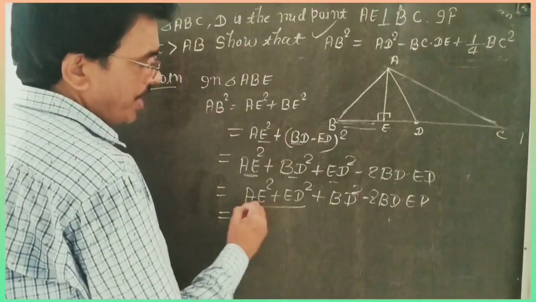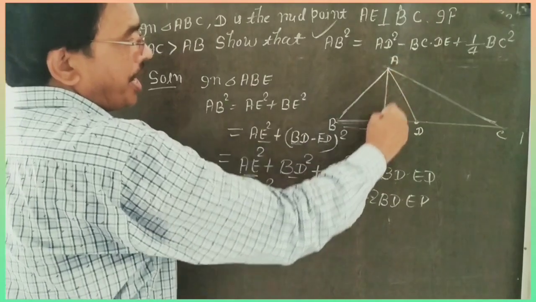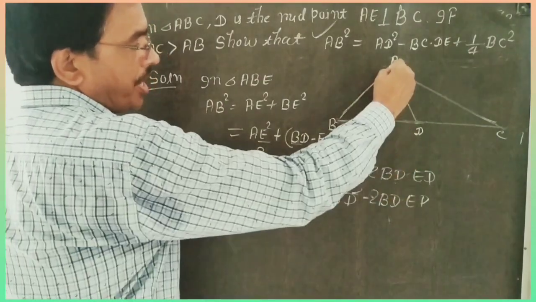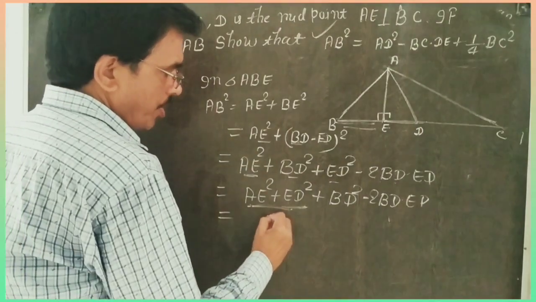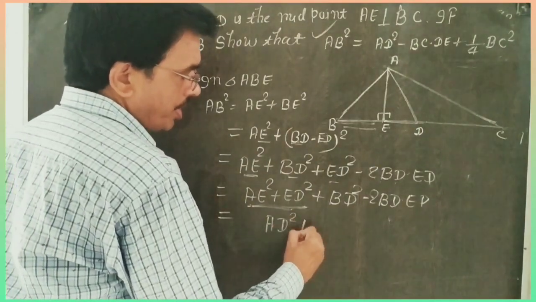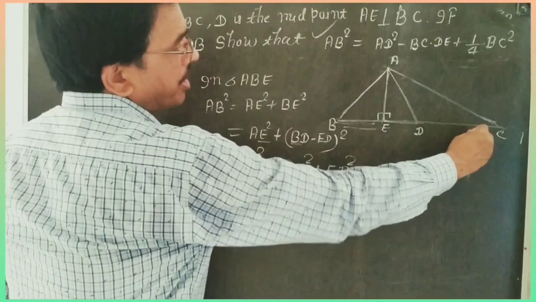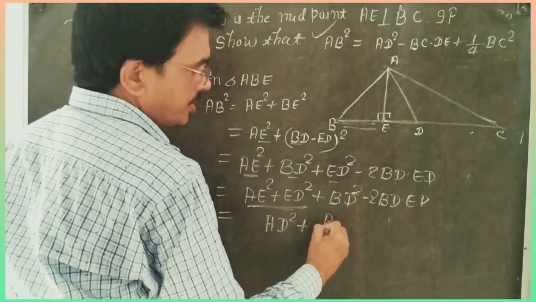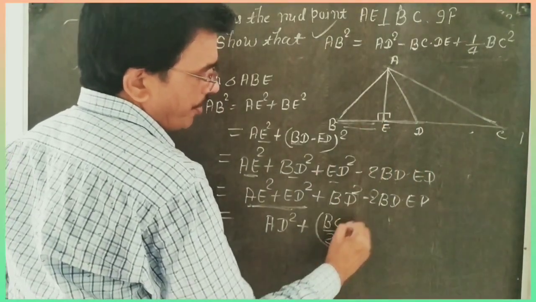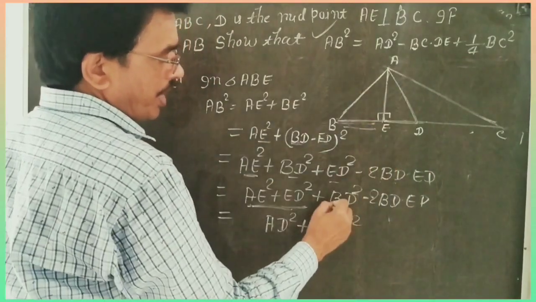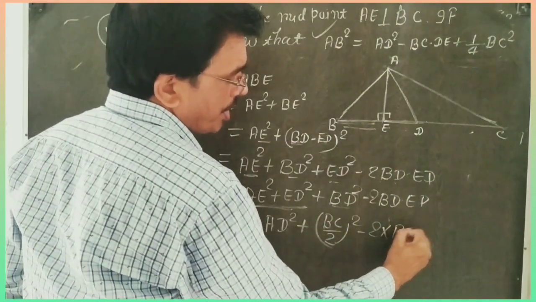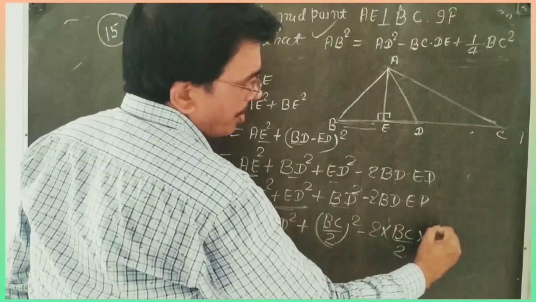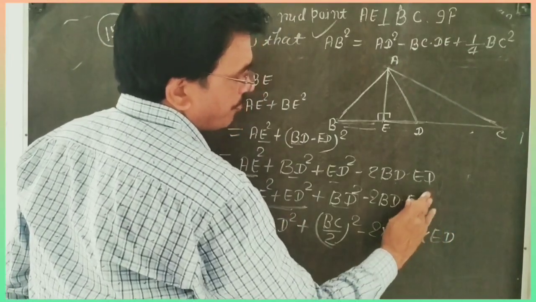What is the value of AE square and ED square? What you get is AD square. So write AD square plus BD square. Because you require BC here, you can change BD to BC by 2. It is also BC by 2 minus ED.